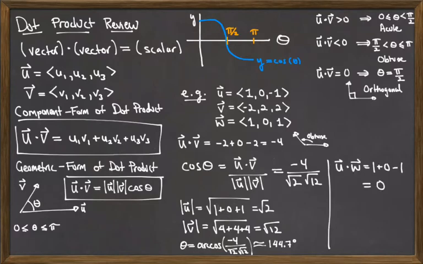Finally, let's take u with the third vector w and take their dot product. I take corresponding components, 1 times 1 plus 0 times 0 plus -1 times 1, and because the 1 and -1 cancel out exactly, I get 0 for the dot product. I can immediately conclude that these two vectors are orthogonal, that the angle between them is 90 degrees.